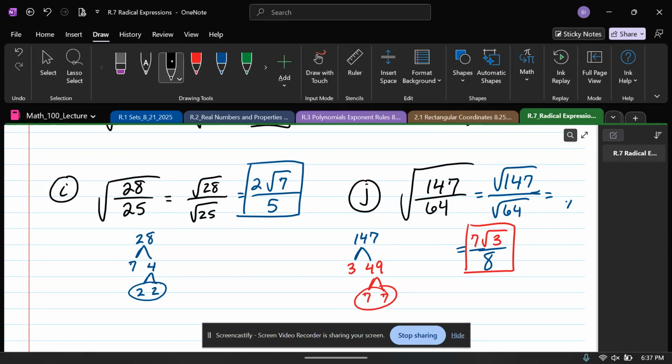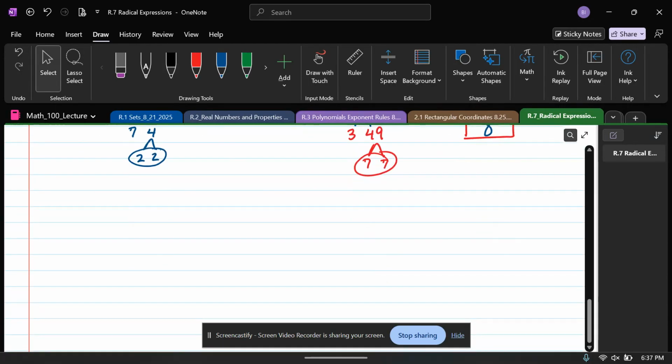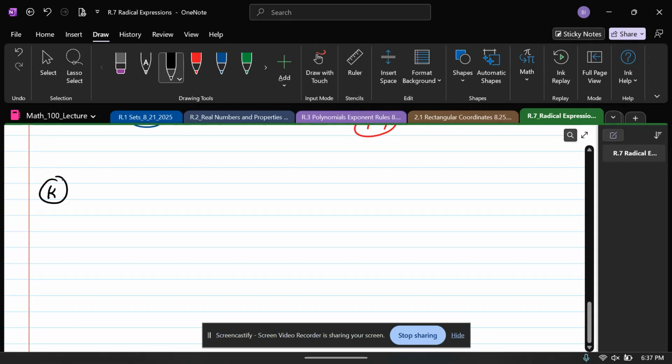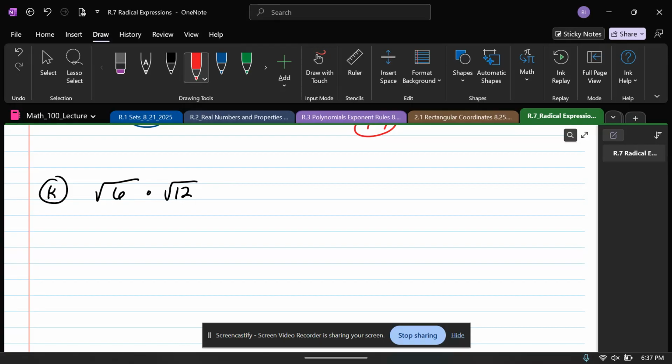All right, next thing, same section, JK, is multiplying radicals together. Square root of 6 times the square root of 12. The rule is you multiply outside times outside, inside times inside. Well, on these two, there's not anything on the outside. So all we got to do is multiply 6 times 12 on the inside. So that's really the square root of 72.